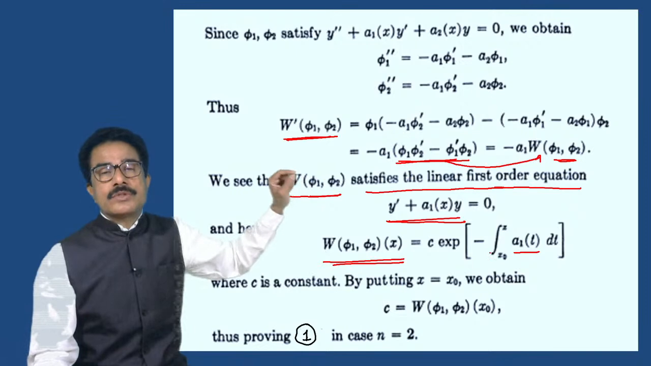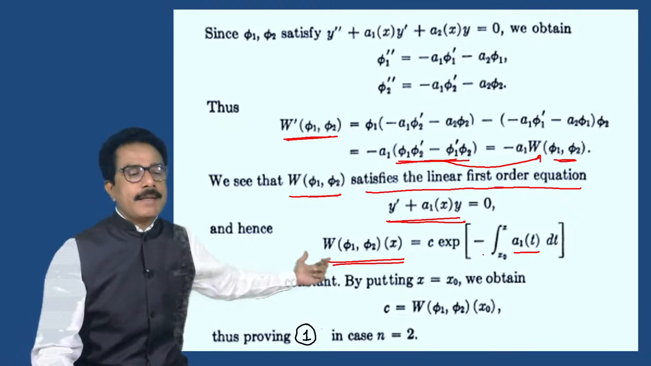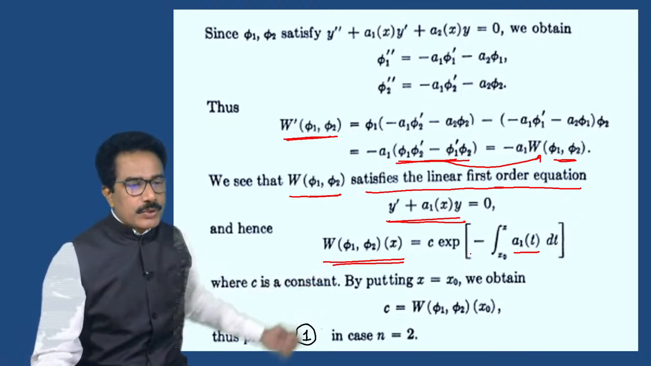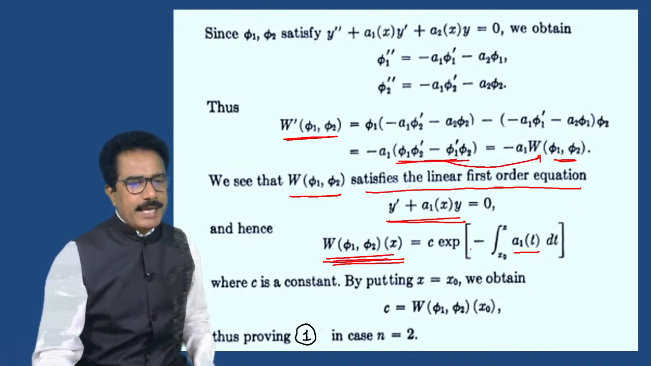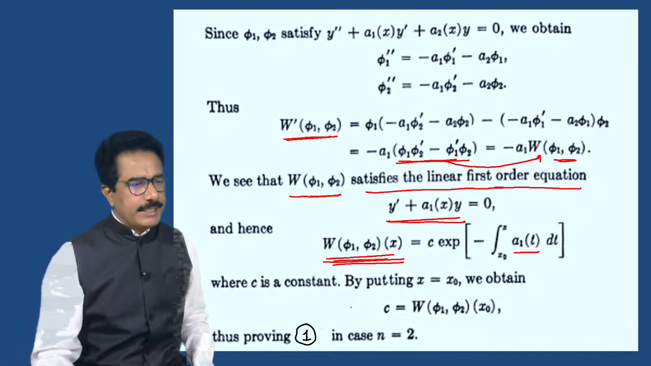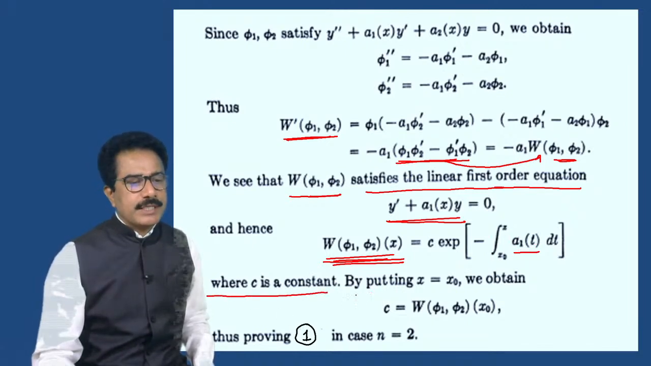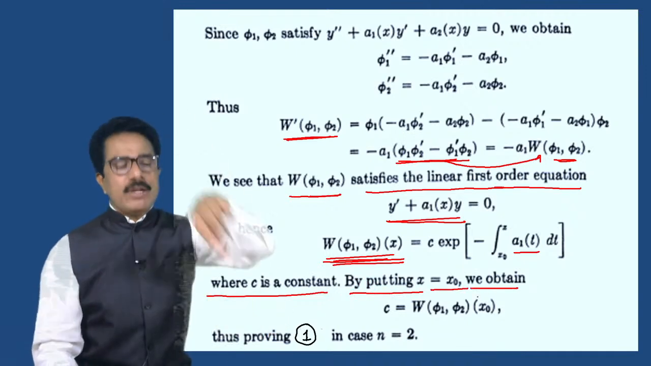The first order solution of the linear differential equation of the first order we have expressed in the form of this, which is compared with the Wronskian. So the Wronskian of phi 1, phi 2 of x can be written as c times e raised to the integral from x naught to x of a1 of t dt, where c is a constant. By putting x equals x naught, we can obtain the value of c.